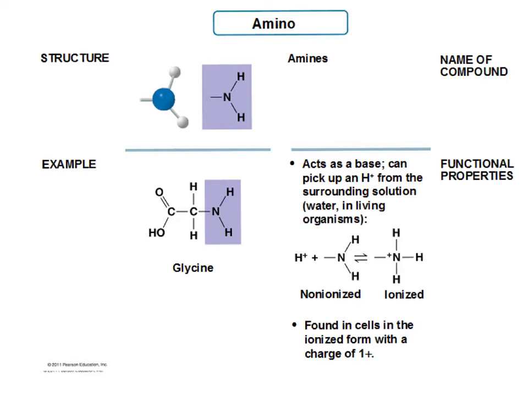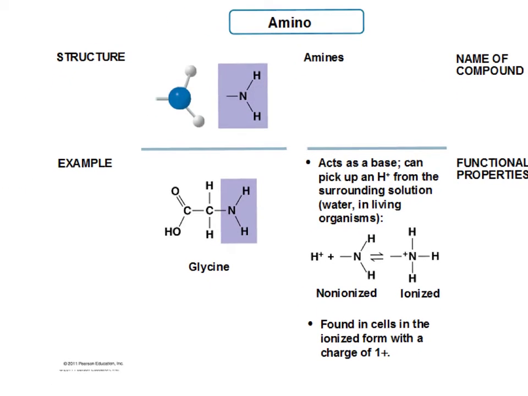Next, I've got an amino group. An amino group is always going to have a nitrogen associated with it. Amino groups can act as a base, and to be able to act as a base, remember they would be able to pick up a hydrogen ion. Because remember, bases help decrease the hydrogen ion concentration in the solution.